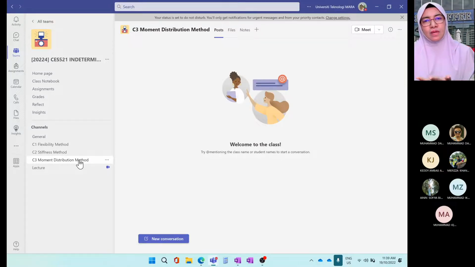I believe if you come from diploma intake, you have learned actually moment distribution method previously. Okay, maybe focus at that time more on beam analysis. So this time focus more on frame analysis. And of course, we will start from beginning beam analysis before we go to frame analysis as well. Tapi fokus final exam semua tu dia mungkin lebih banyak menjurus kepada frame analysis.